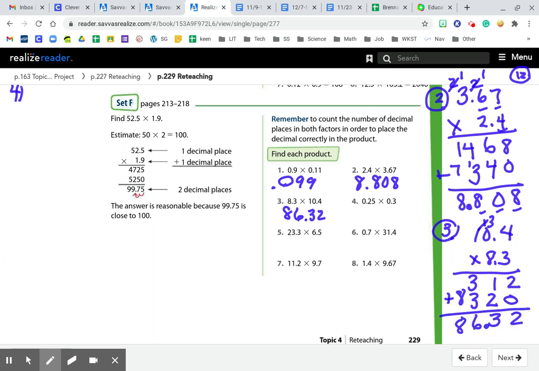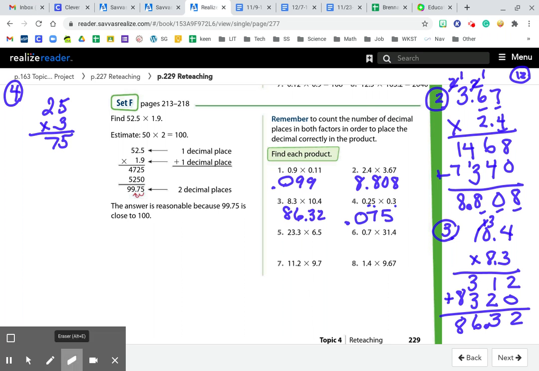Number 4. Now I know my computer does not like to be all the way over here. Well, actually number 4 I could probably do in mental math because 25 times 3 is 75. And I have 3 digits in decimal place value in the problem. That means I'll have 3 in the answer. If you need to do the algorithm, that's fine. Number 5.